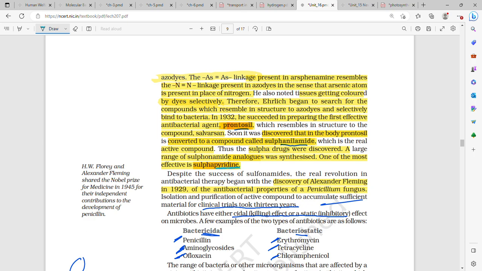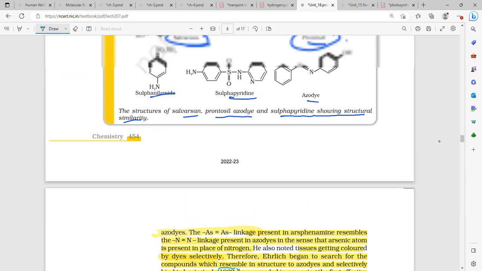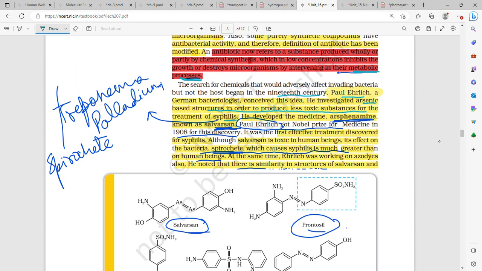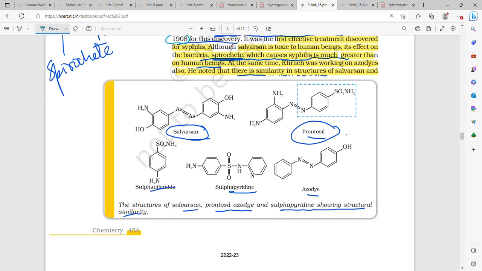Arsphenamine or Salvarsan was the first arsenic-based drug to treat syphilis. The arsenic-arsenic bond resembled the nitrogen-nitrogen bond of azo dye. And then later on in 1932, Prontosil was discovered, which was the first antibacterial agent. In 1908, Salvarsan was discovered. Okay, Salvarsan or arsphenamine.